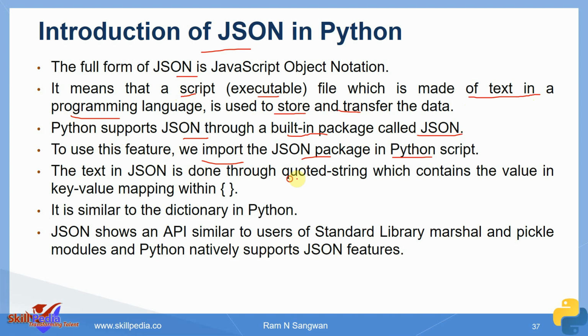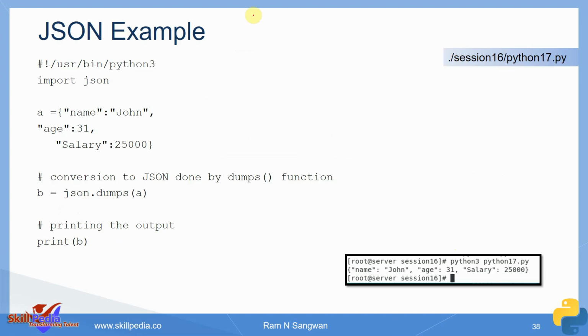The text in JSON is done through quoted strings which contain the values of key-value mappings in curly braces. This is similar to a dictionary in Python. JSON exposes an API similar to users of the standard library marshal and pickle modules, and Python natively supports JSON features. This is a simple example of JSON data, program number 17 of the source code.